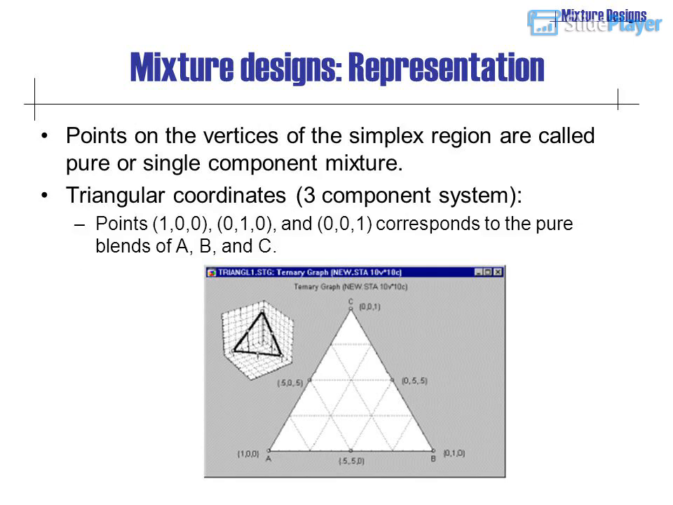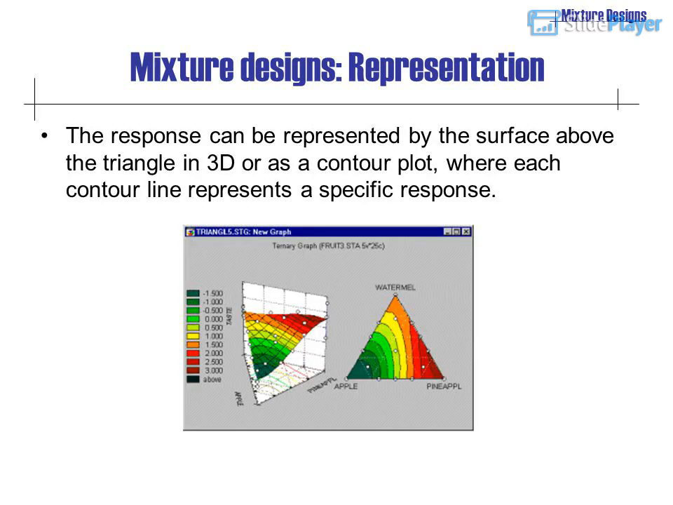Mixture designs, representation. Points on the vertices of the simplex region are called pure or single-component mixtures. Triangular coordinates, 3-component system. Points (1, 0, 0), (0, 1, 0), and (0, 0, 1) correspond to the pure blends of A, B, and C. The response can be represented by the surface above the triangle in 3D or as a contour plot, where each contour line represents a specific response.